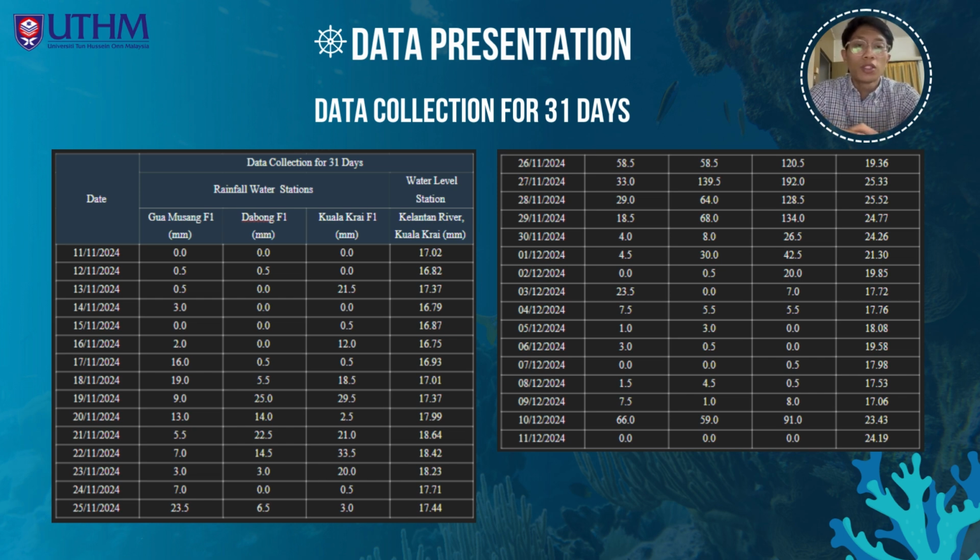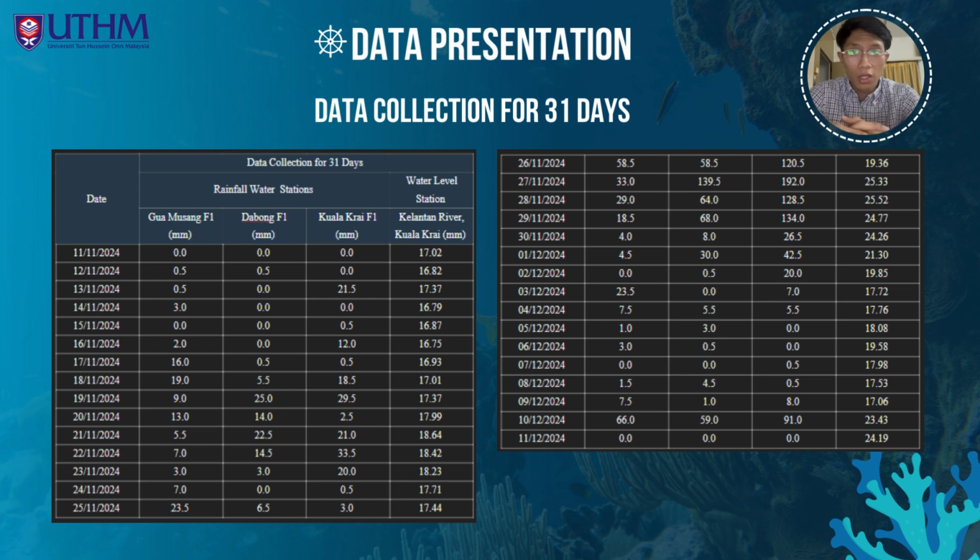Without any further ado, let's jump right into the first point, which I would like to present. For your information, the data was collected over a 31-day period, which forms the core foundation for analysing the hydrological behaviour in the Kelantan River catchment area, particularly between Gua Musang and Kuala Krai, from 11 November to 11 December 2024. All the data was obtained from the official Public Info Banjir website.